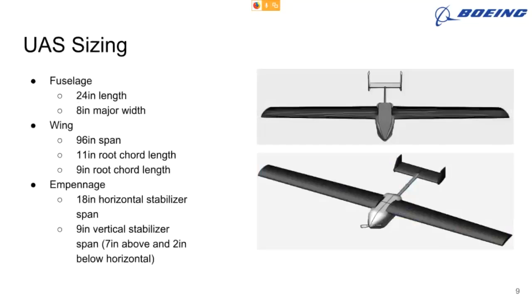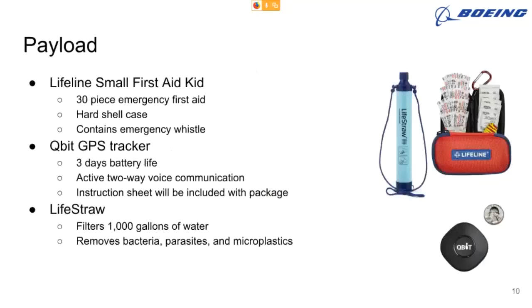For the empennage, for the payload, we are including a Lifeline small first aid kit. It's got a hard shell case, and it's got a 30-piece emergency first aid kit, and it contains an emergency whistle. As I mentioned earlier, the LifeStraw, and a Qubit GPS tracker.